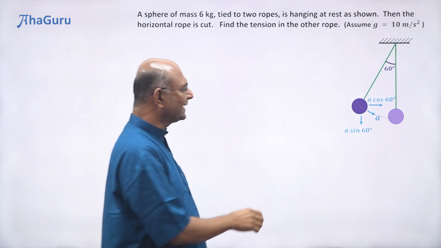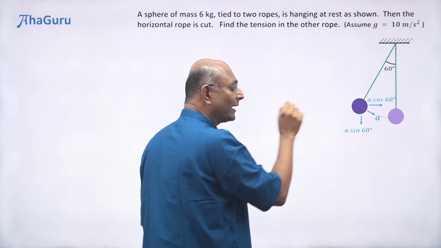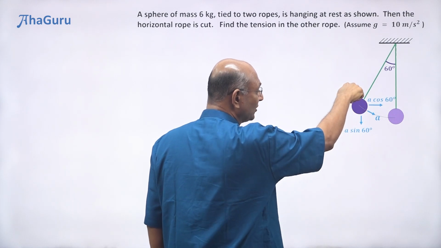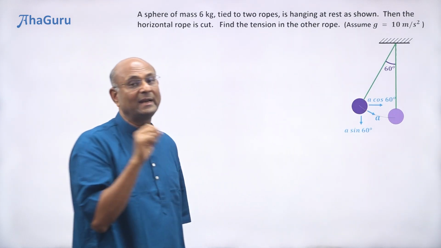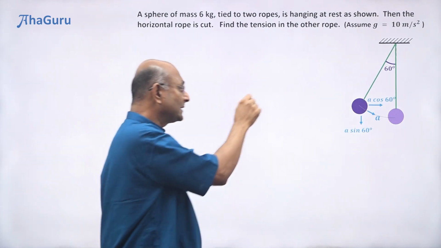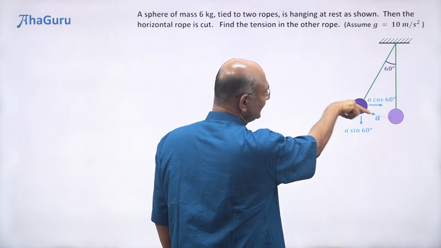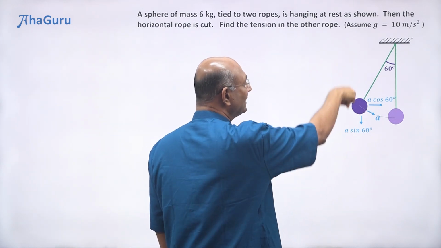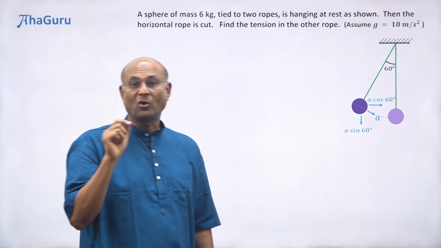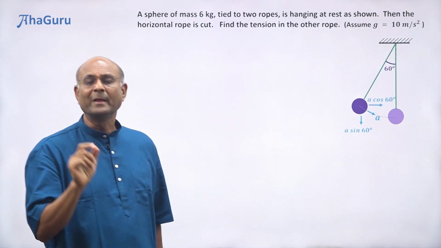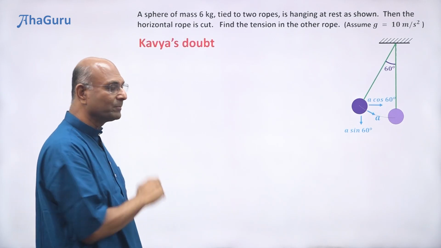Don't worry about the exact calculation. All I'm interested in right now is for you to understand that there is a non-zero vertical acceleration. That is very important to answer Kavya's doubt, okay? Because the acceleration is A in this direction, it means that there is a non-zero component of the acceleration vertically. Let us now get to Kavya's doubt, okay?